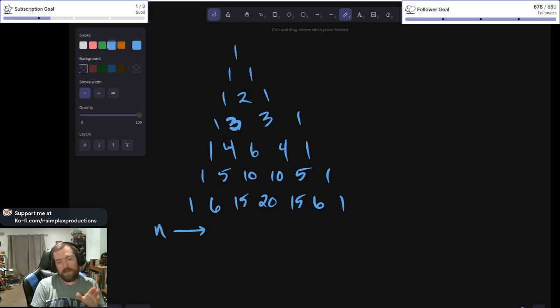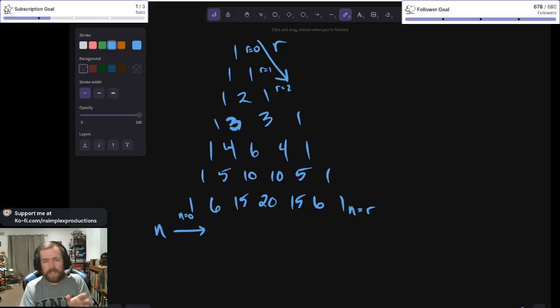The n direction is going to be how many steps in are we going, where the first one is n equals 0, and the last one is n equals r, where r equals 0 at the top, r equals 1, r equals 2, etc. I think I did this a slightly different way than I'm used to, but it's fine. It all works out in the end.